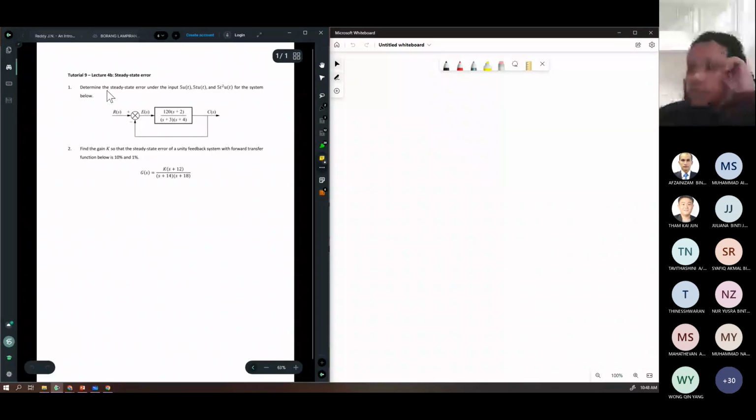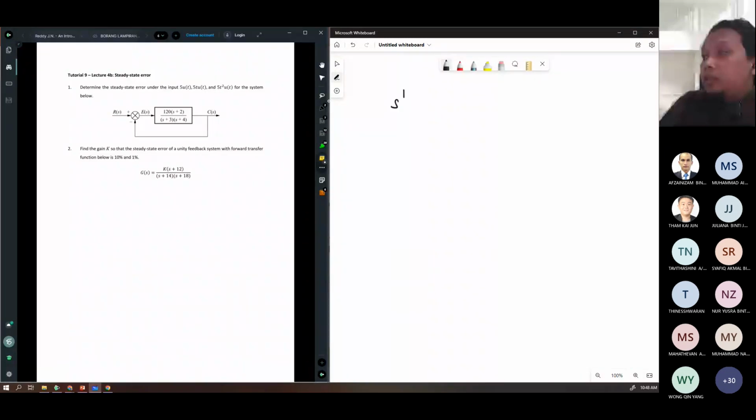Determine the steady state error under the step input 5 UT, ramp input 5t UT, and parabolic input 5t squared UT for the system below. Firstly, you need to determine the type of system. Here, the type of system is S power of 1, so it's a type 1 because n equals 1.